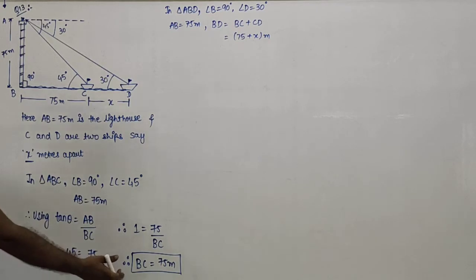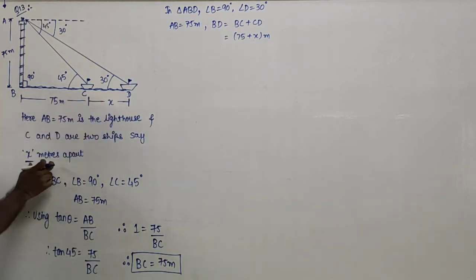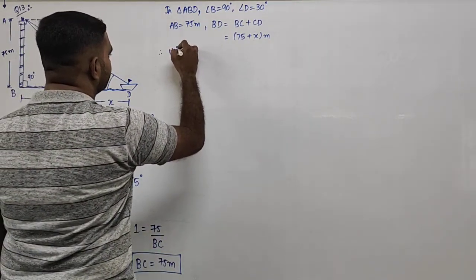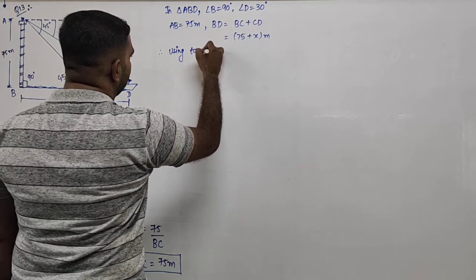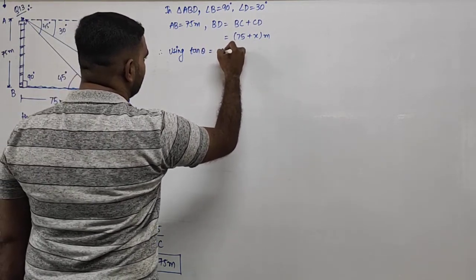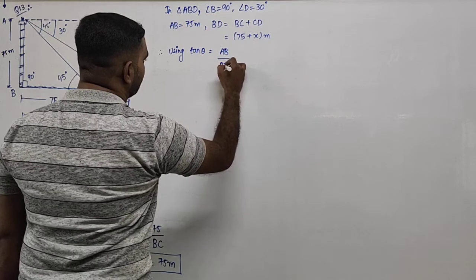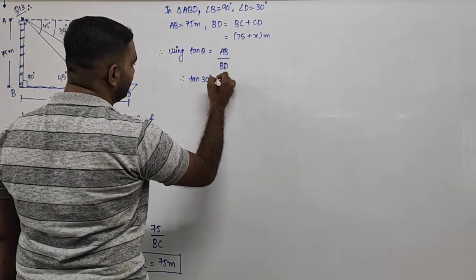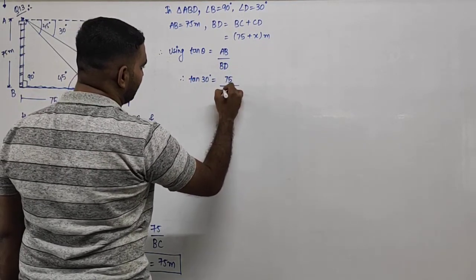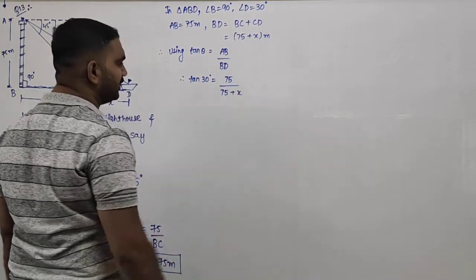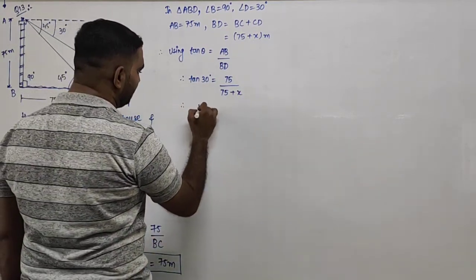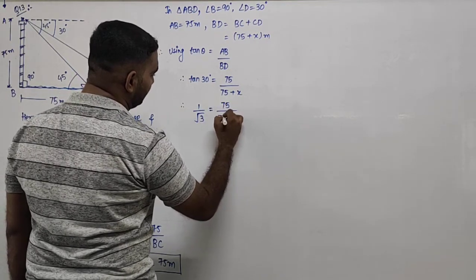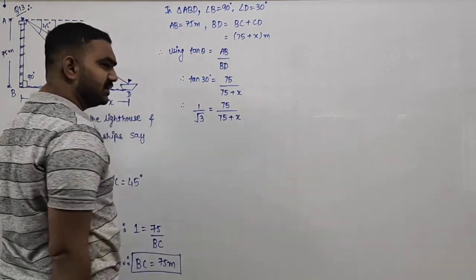So BC we got as 75, CD we took as x meters apart, that means 75 plus x. Therefore using tan theta is equals to AB upon BD. Theta is 30, so tan 30 degree is equals to 75 divided by 75 plus x. We know tan 30 is 1 upon root 3, that is 75 divided by 75 plus x.